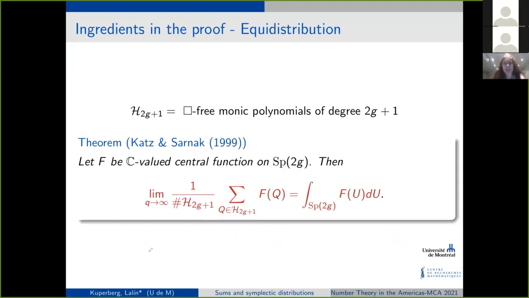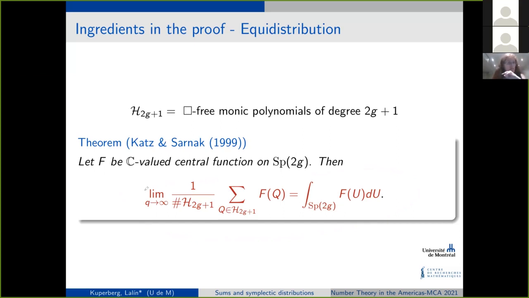Okay, now the last ingredient that we need is the ability to take the limit when q goes to infinity. And this comes from equidistribution. Now, we know very well that if we take the hyperelliptic ensemble, meaning these quadratic characters, modulo d, square free, monic polynomials, etc., then we have equidistribution in terms of the symplectic ensemble of matrices.